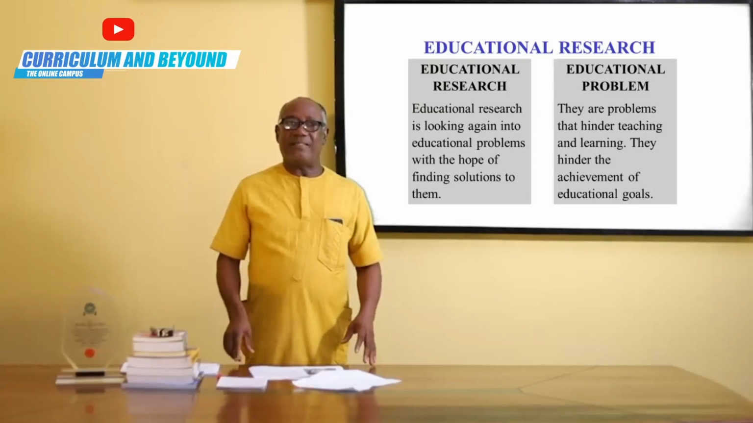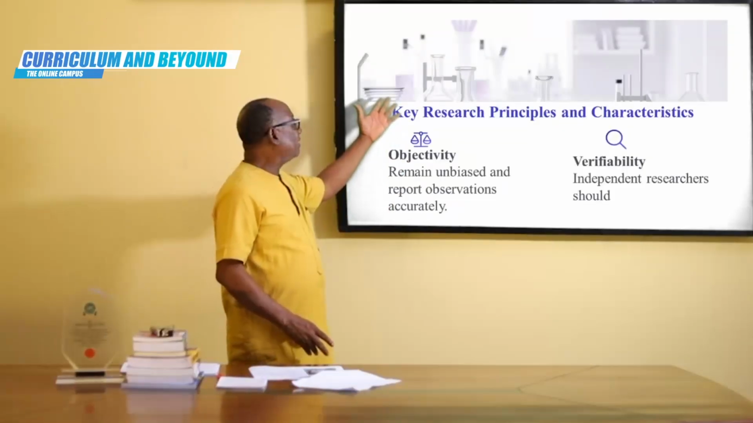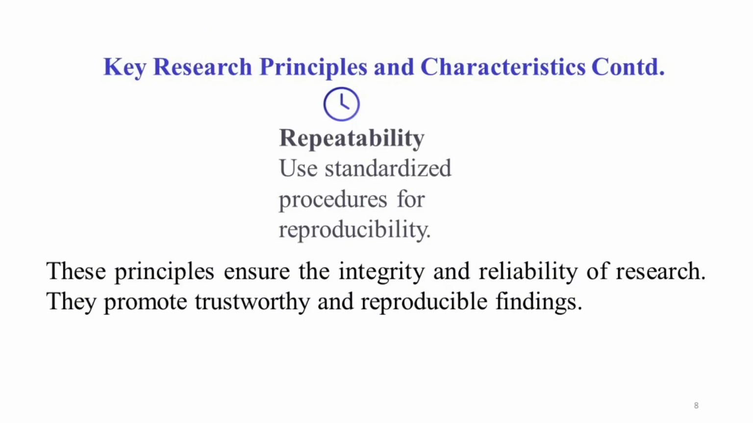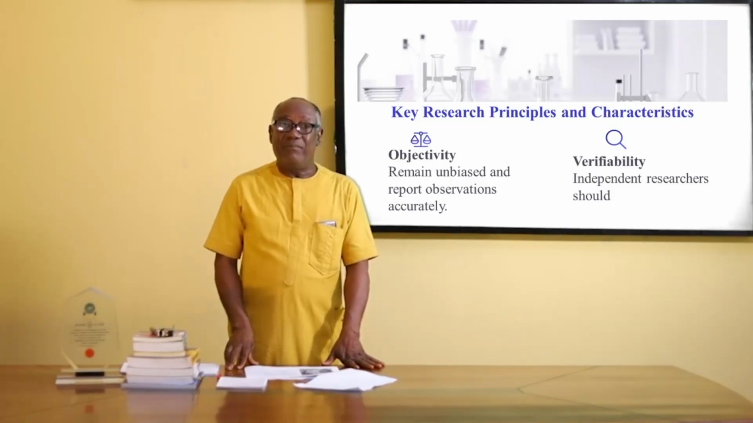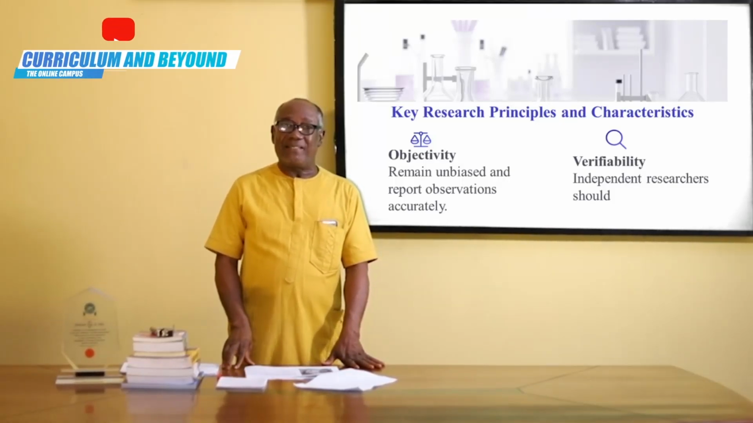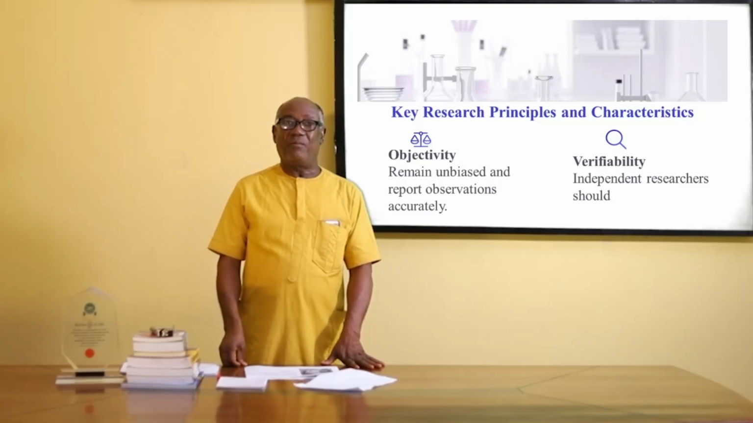This is because it has the characteristics of the nature of research. These characteristics are listed above. They are objectivity, verifiability, and repeatability. Now, educational research is objective in nature. Objectivity means that it follows a procedure that is never biased. In other words, a researcher must present his findings the way they are. He must not present something different from what he has collected in the form of data.